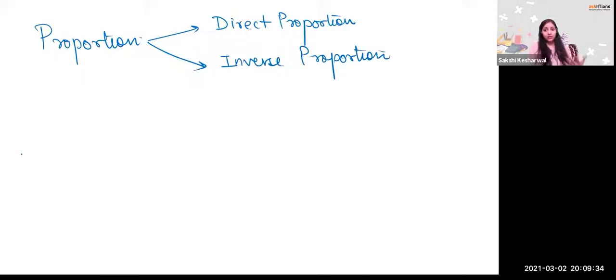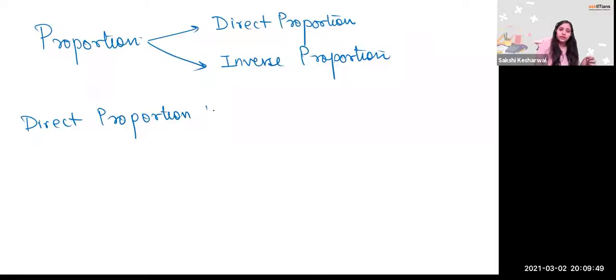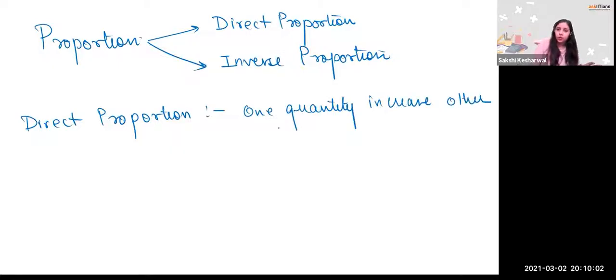So first learn about direct proportion. We have been doing direct proportions since long, right? Till now we have been doing only direct proportion. Direct proportion means that if one quantity increases, the other also increases. And vice versa.